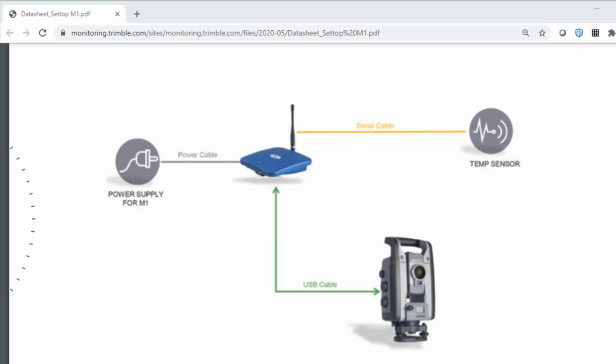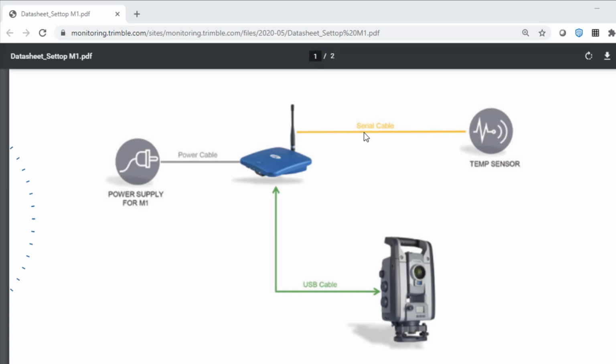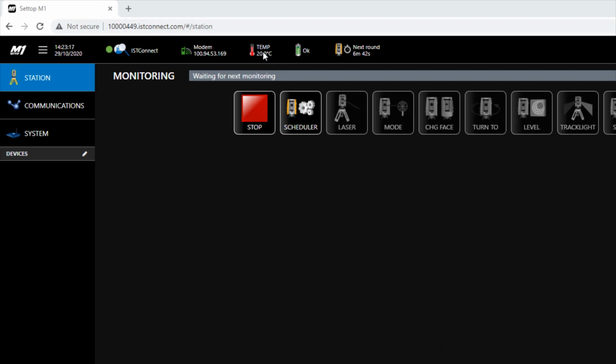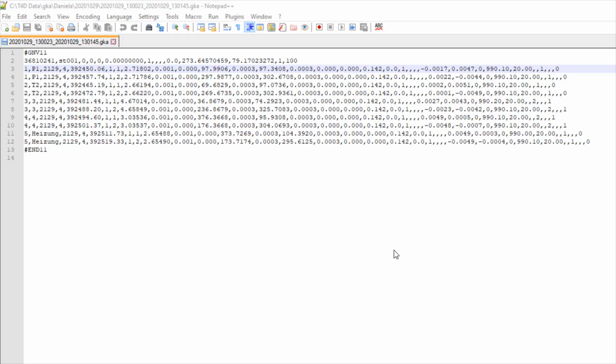If you are using the recommended workflow where the setup M1 controls the total station, you also have a temperature sensor connected via a serial cable to the setup M1. The setup M1 reads the current temperature and stores it in the measurement file, the GKA file. Here you can see the temperature value from the temperature sensor and also the pressure value which is coming from the total station. This file is downloaded by T4D and these values are automatically used to correct the distances.